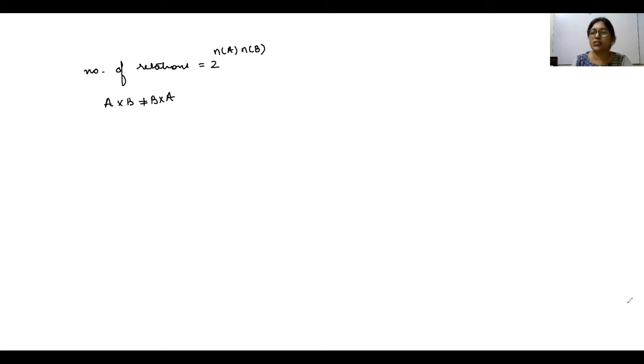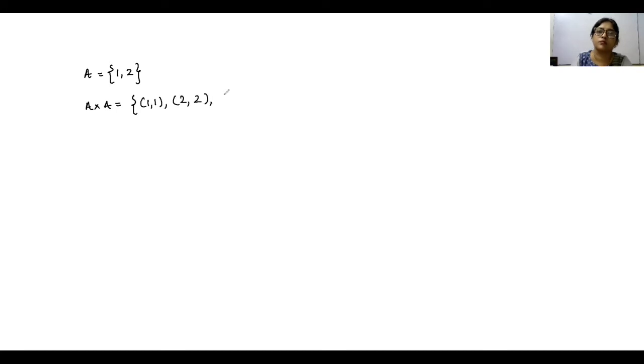Now suppose we take a set, say A, and define a relation on this. So it should be any subset of A cross A. Let's first write down A cross A. Now one of the subsets will be the null set, another will be say {(1, 1)}, and then we'll have another singleton set {(2, 2)}. Like this we'll have all singleton sets.